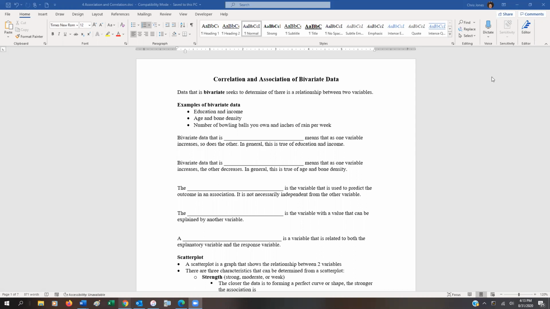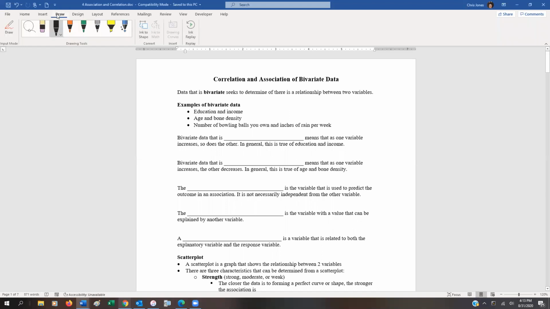Now, bivariate data is exactly what it sounds like. Two variables, all right? So whenever you see this term, we're trying to see if there's any association between two variables. So for instance, education and income. Generally, we know that the higher somebody's education is, the higher their income is, unless they're a teacher. Age and bone density. We know that as age increases, in general, the density of your bones decreases.